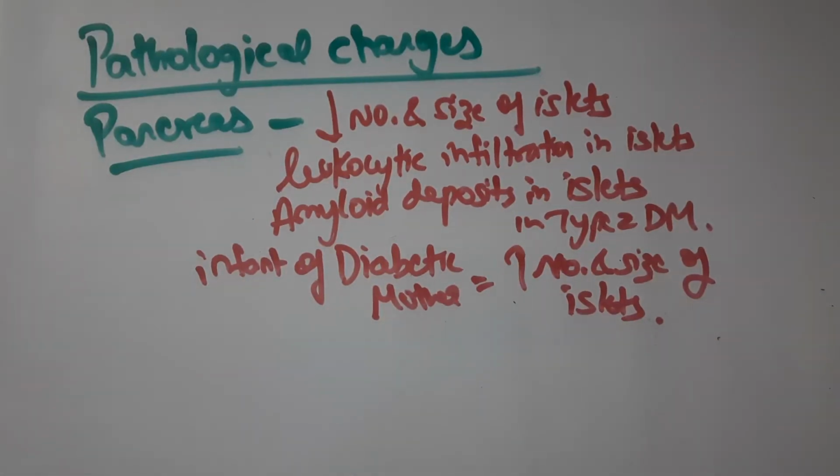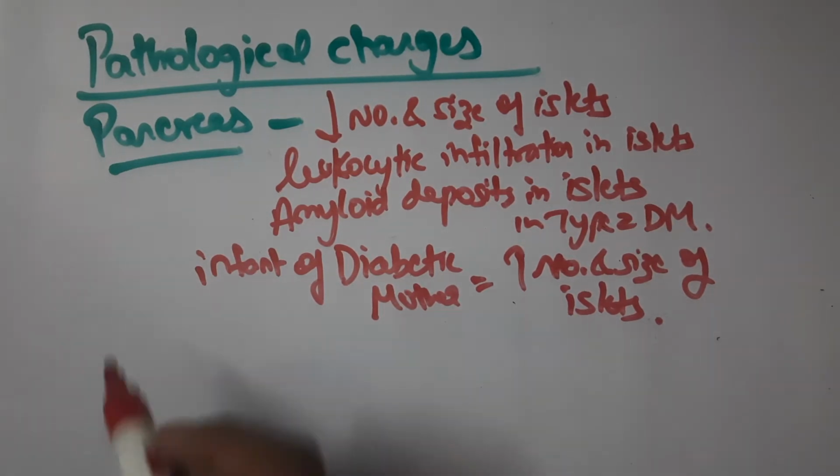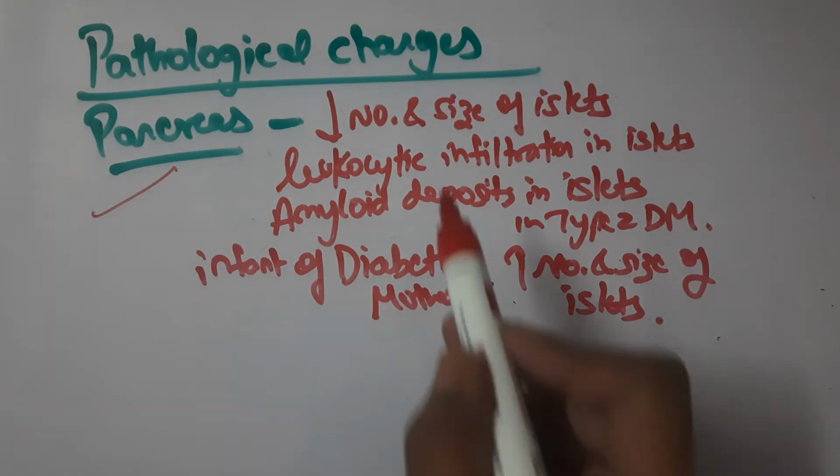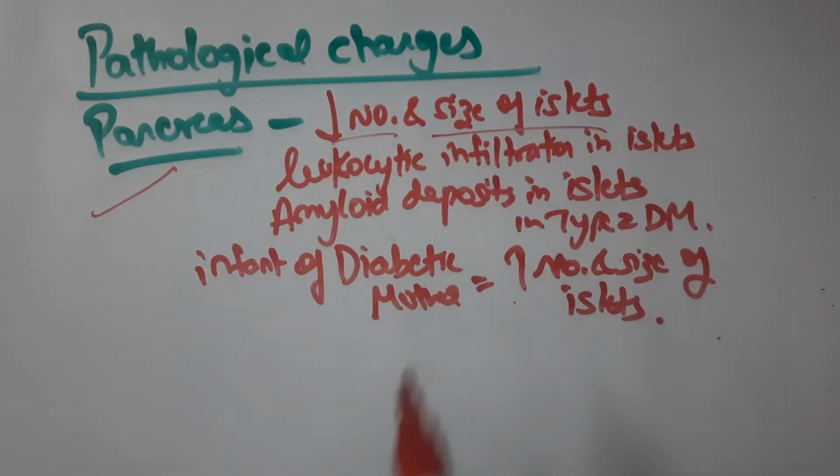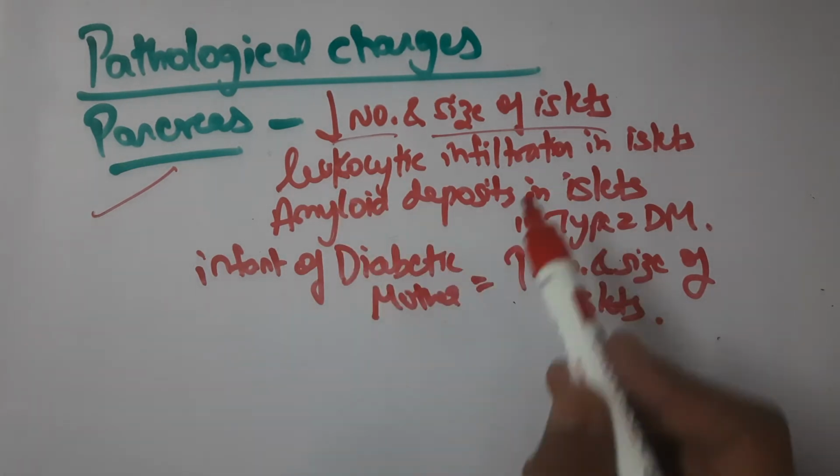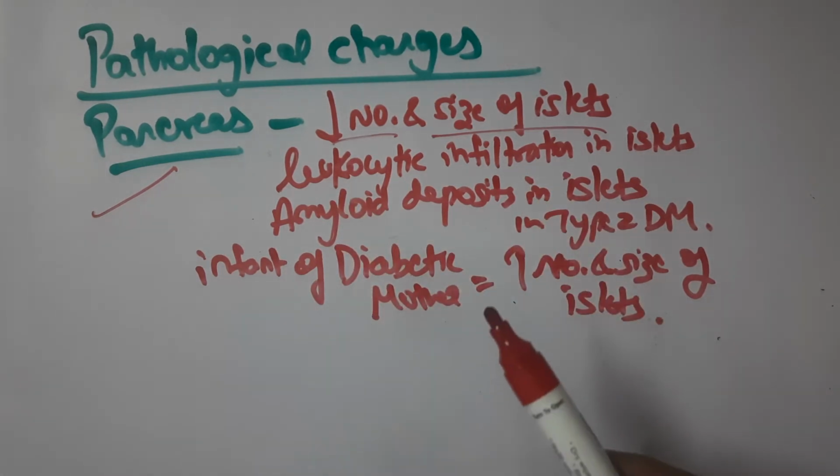Now coming to the pathological changes in diabetes. First, we will study the changes in pancreas. In pancreas, we will see there will be decrease in the number and size of the islets. There will be leukocytic infiltration in the islets, and amyloid deposits in the islets in type 2 diabetes.